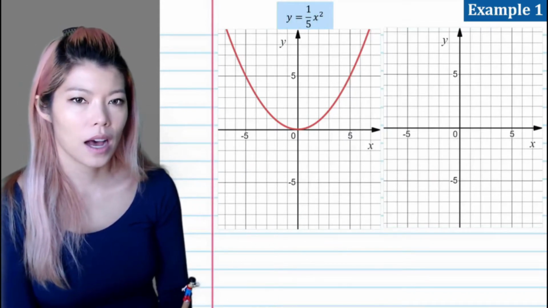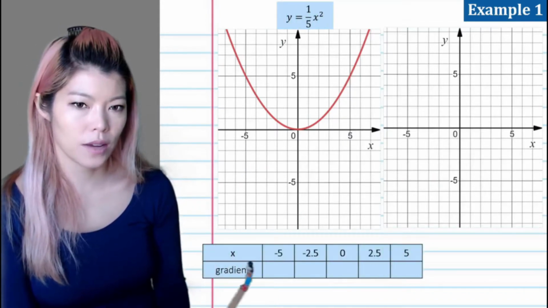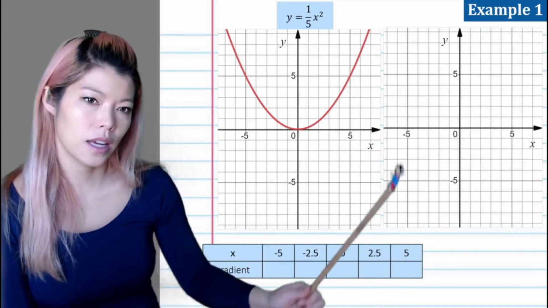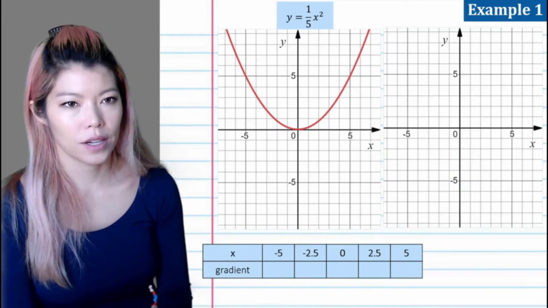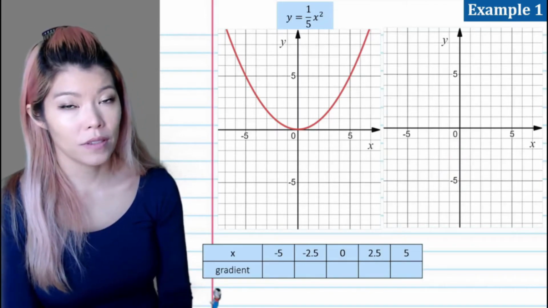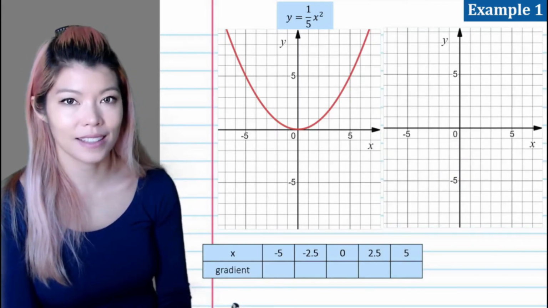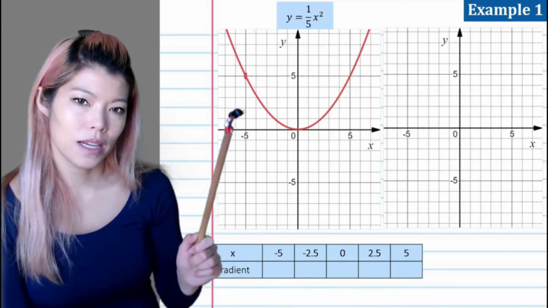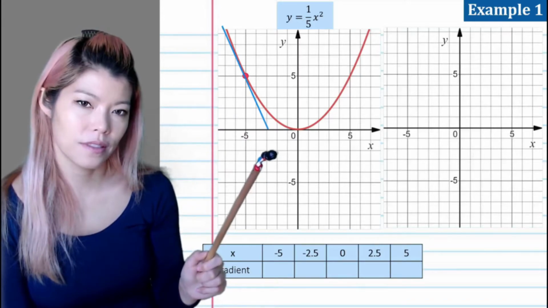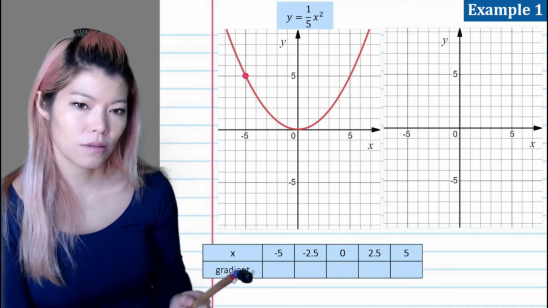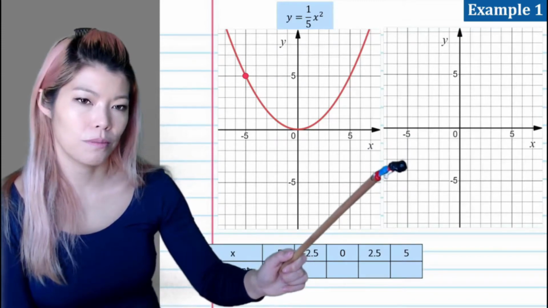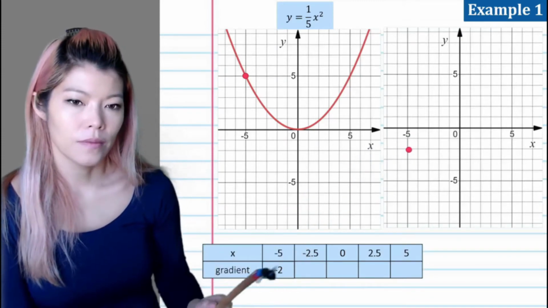This one is a fifth x squared. Again, we're going to pick 5 spots, find the gradient at each of the 5 spots, and then plot the gradient over there. Pause the video and give it a go yourself, and I'll show the answers. So step 1, find the gradient at each of these spots. At -5, let's draw a tangent. Find out the gradient of the tangent, which we calculated to be -2. So at -5, we're going to draw a dot at -2.